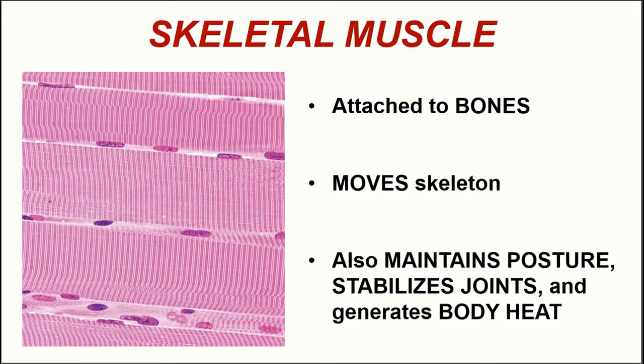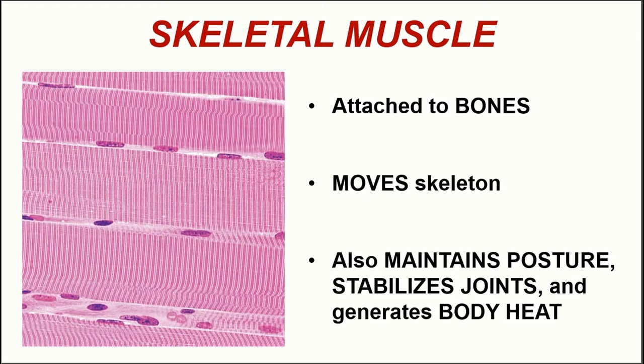So skeletal muscle is named because it is attached to the bones of the skeleton, and so it functions in moving the skeleton. But not only that, it also functions to maintain posture when we are standing or sitting. Skeletal muscles also behave like straps that help to stabilize synovial joints. And skeletal muscles also function to generate body heat. So roughly 85% of our body heat is generated from skeletal muscles.